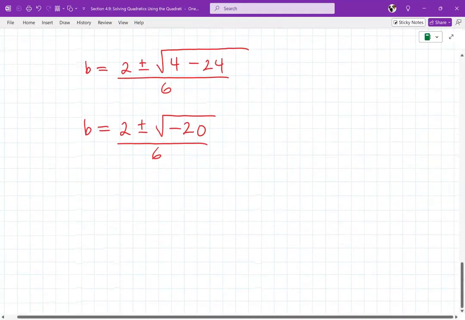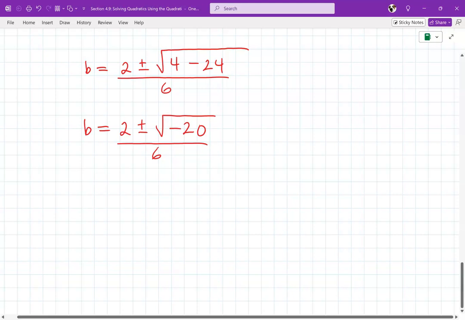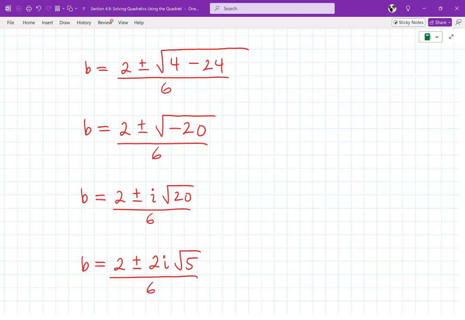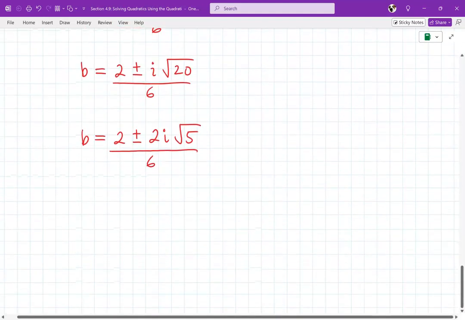What did I tell you to do if there's a negative inside the square root? Take the i out, right? So b is equal to 2 plus or minus i square root of 20 over 6. Now I'm going to get on my calculator and type in square root of 20 and hit equals, and it tells me it's 2 square root of 5. So the square root of 20 is 2 square root of 5. So 2i square root 5 over 6, because the square root of 20 becomes 2 square root of 5. So I put the 2 in the front and then square root of 5.